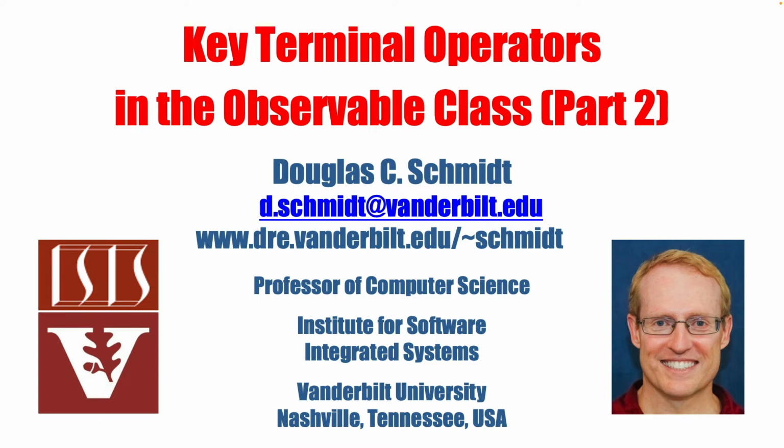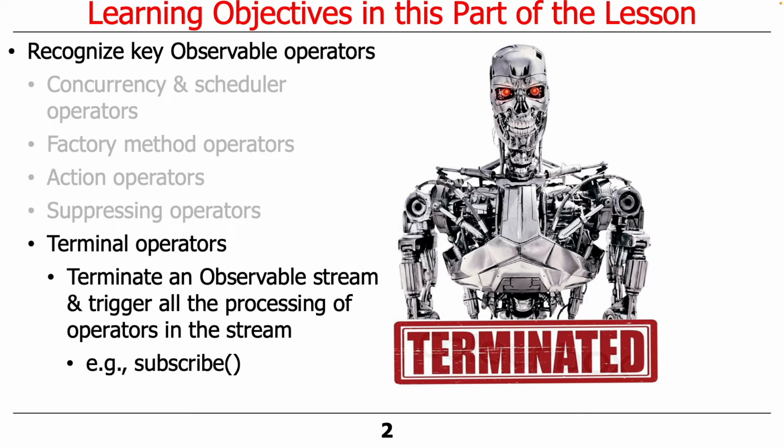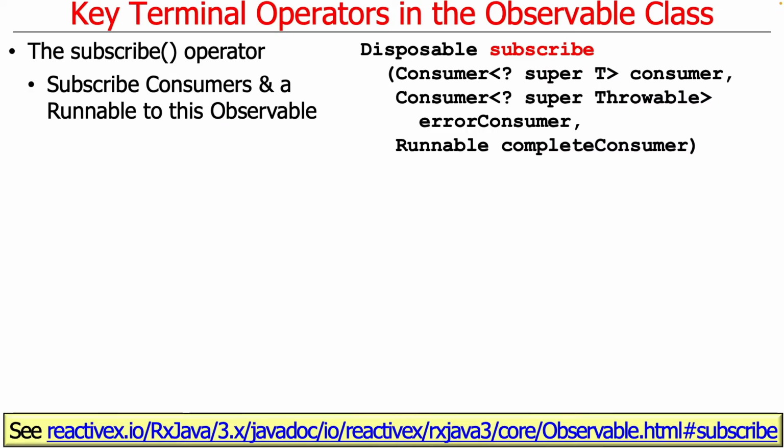So the last operator we're going to talk about in this section will be yet another terminal operator that appears in the observable class. Recall that before we talked about the blocking subscribe terminal operator, and now we're going to talk about the subscribe terminal operator, which terminates an observable stream and will trigger all the processing of operators in the stream, but will not block. So unlike blocking subscribe, which blocked, surprise, surprise, this version does not block. And that leads to some very interesting things we have to do to make sure everything works properly.